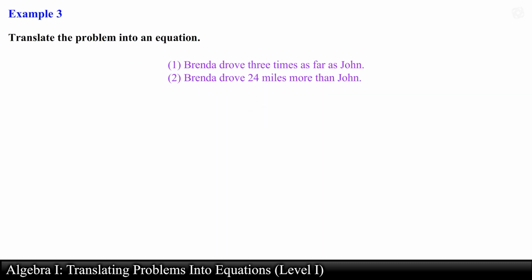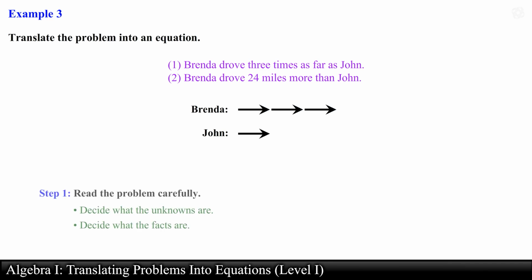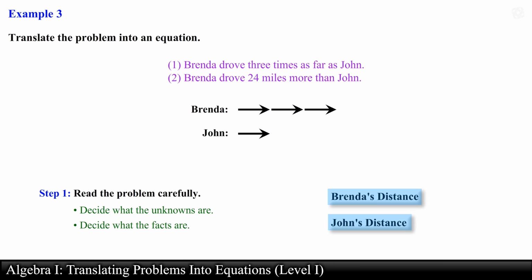Brenda drove 3 times as far as John. Brenda drove 24 miles more than John. Once again, feel free to make a drawing to help you visualize and analyze the problem. The first step is to identify our unknowns. After reading both sentences, we see that we don't know how many miles Brenda or John drove, so these quantities are going to be our unknowns.